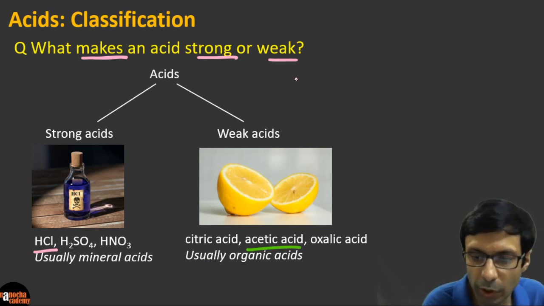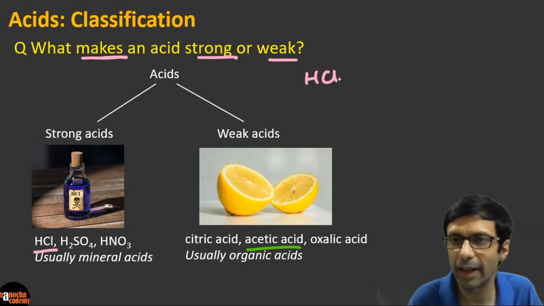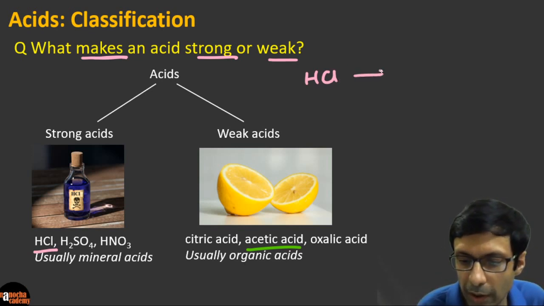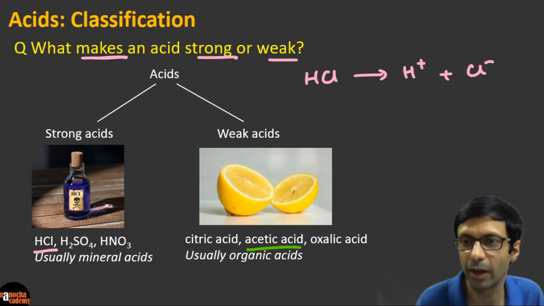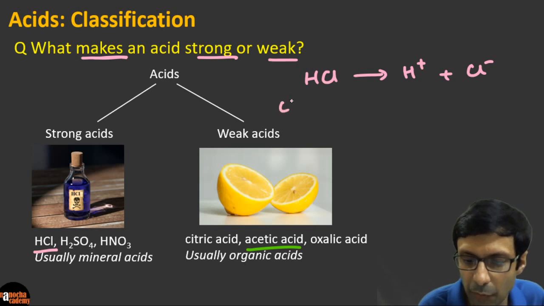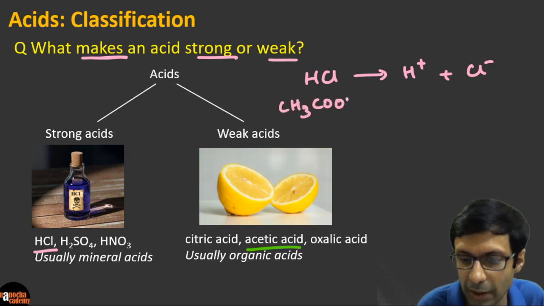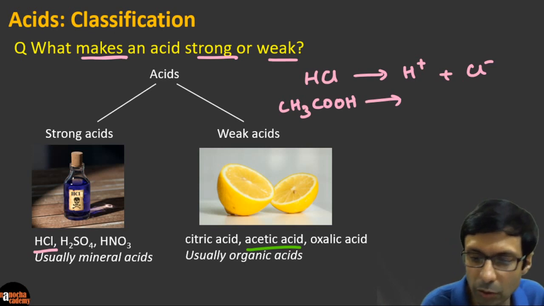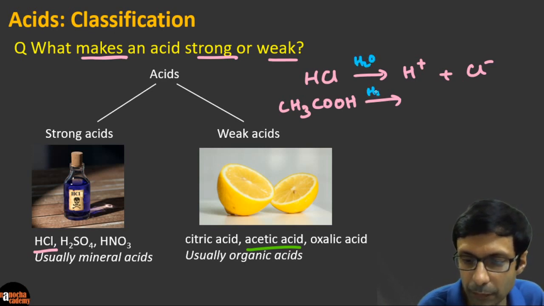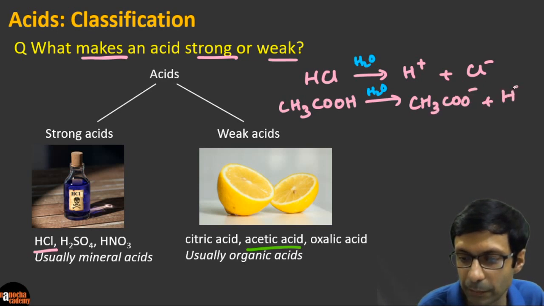So I'm going to write the equations. If you take HCl, and I'm going to write the simplified form for now, in the presence of water, it's going to give us H plus and Cl minus ions, right? And if you take acetic acid, the formula is CH3COOH as we discussed, and in the presence of water, let's write water on top here, acetic acid is going to break down into CH3COO minus and H plus.